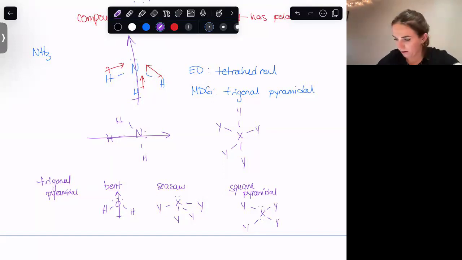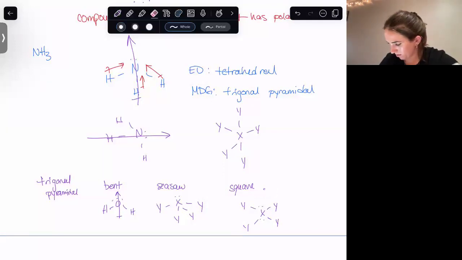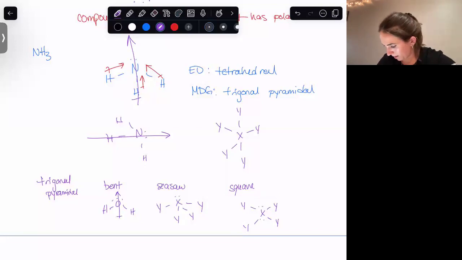Oh, yep, sorry about that. This one is square planar, not square pyramidal, thank you. Square pyramidal is the one with just the one on top. So square planar is when both of the tips of your pyramids are no longer there.